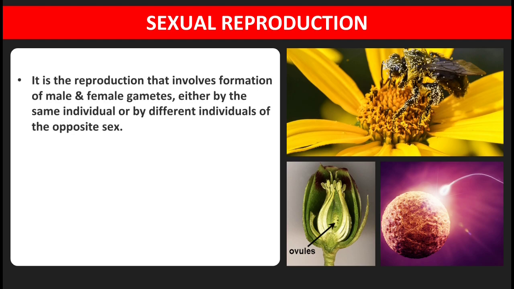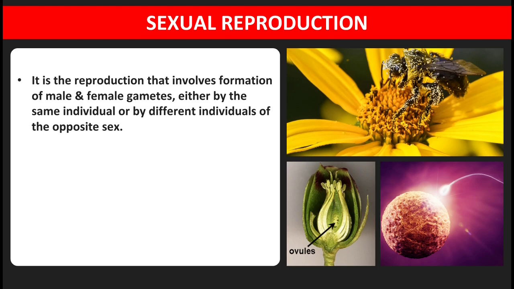So coming back to the characters first. The sexual mode of reproduction is that mode where male and female gametes are produced. The male will produce the male gamete and the female will produce the female gamete. The male gamete is called the sperm or antherozoid, and the female gamete is called the egg or ovum, right? So this production of male and female gametes can occur in different individuals and also in the same individual. Here they have written the same thing.